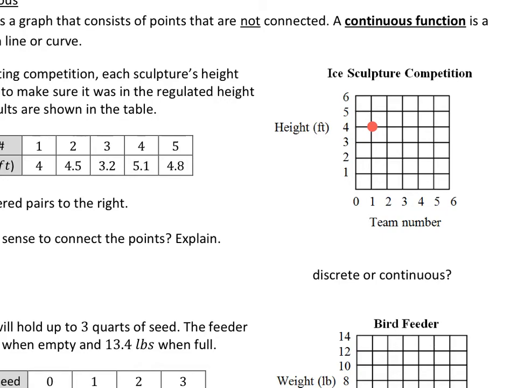That one's a little off. Let's try that again. All right, that's about as close as I'm going to get that one there. Team 3 was 3.2. Team 4 was 5.1. And Team 5 was 4.8.